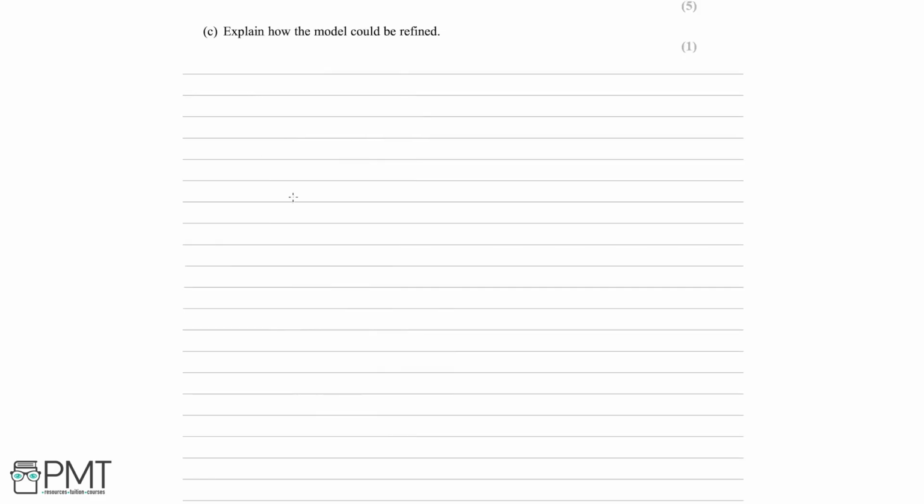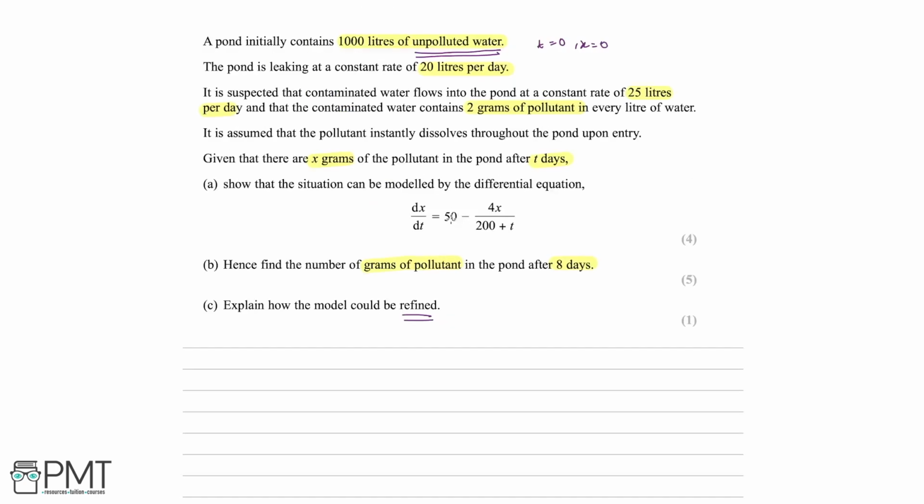So for part C, we need to explain how this model could be refined. Well, if we look back at our model, we can see that it is assumed that the pond leaks at a constant rate of 20 litres per day, and it also flows into the pond at a constant rate of 25 litres per day. Well, we can't really say much about the rate of flow into the pond, but is it really suitable to say that the pond will leak at a constant rate of 20 litres per day? Well, that might not be the case, and as such, one improvement could be that the rate of leaking could be made to vary with the volume of water in the pond.